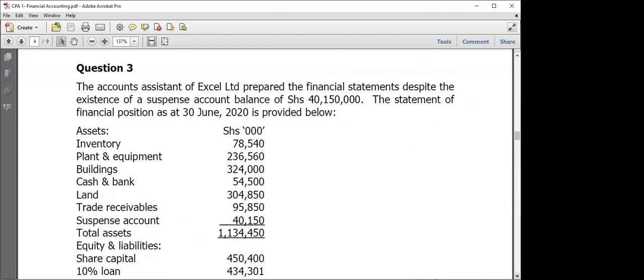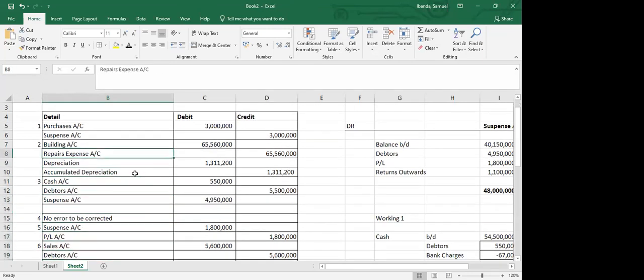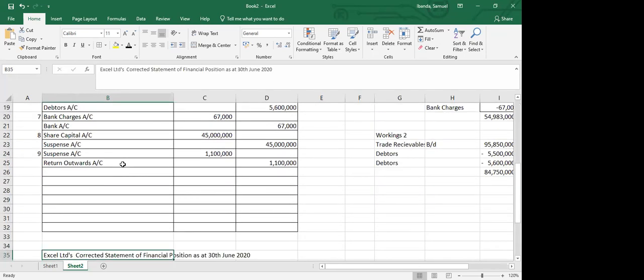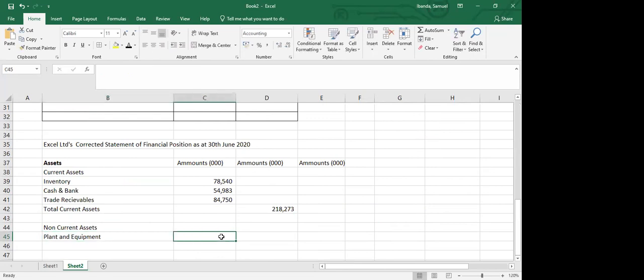So we come to our non-current assets. We have plant and equipment. Now ours is to find out and see, is there any of our errors here that affected the plant and equipment? Now, we had something to do with building, but remember we have a building account on its own. So we don't have anything that affected our plant and equipment. So plant and equipment will be as it is, at the value of 236,560. That is how the value will be, because there was nothing to change.